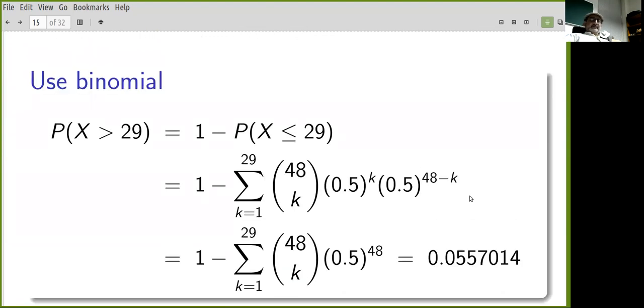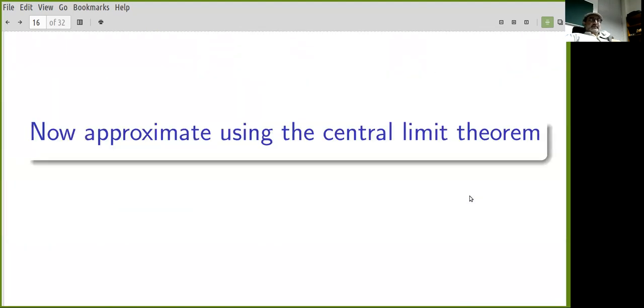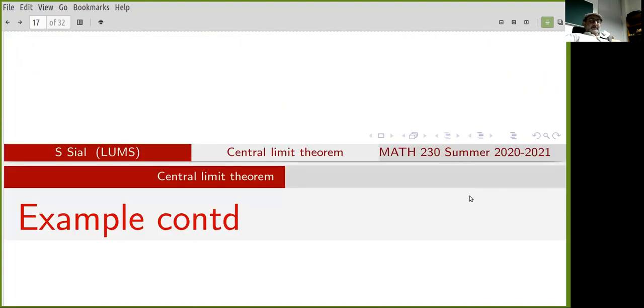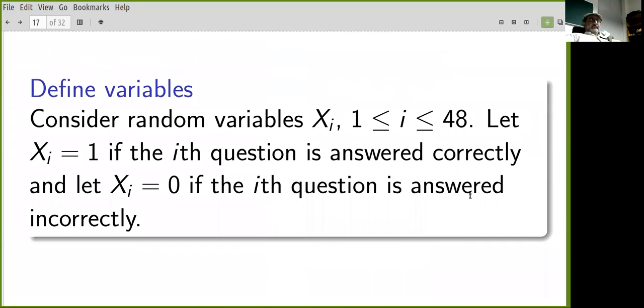You get 0.055714. That's an exact answer. Okay. Now let's approximate using the central limit theorem. So we have these random variables X_i, i from 1 through 48. X_i equals 1 if the ith question is answered correctly, and X_i equals 0 if the ith question is answered incorrectly. So the sum of the X_i's is this number that we're looking for.